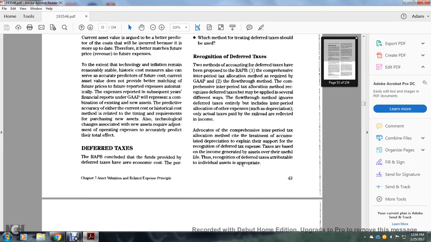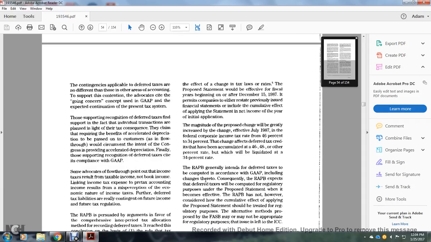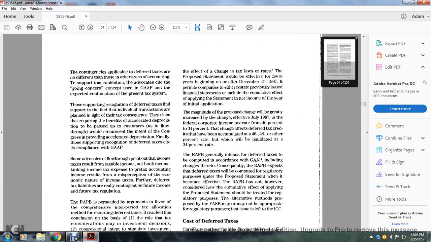Advocates of the comprehensive interperiod allocation method cite the treatment of accumulated depreciation to support the recognition of deferred tax expense, as taxes are based on the income generated by assets over their useful life. The recognition of deferred taxes is attributed to the individual assets as appropriate. The contingency concept is applicable to deferred tax if it is being used in other areas of accounting, supporting the contention of the advocates, consistent with the going concern concept of the government accounting principles and the continuation of the present tax system.